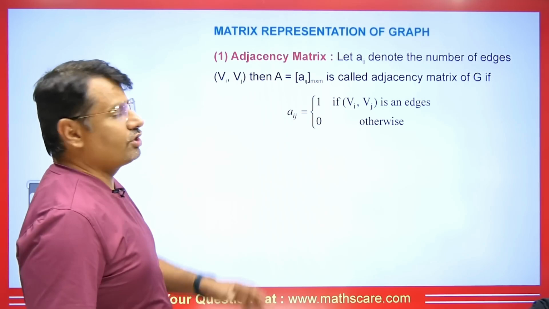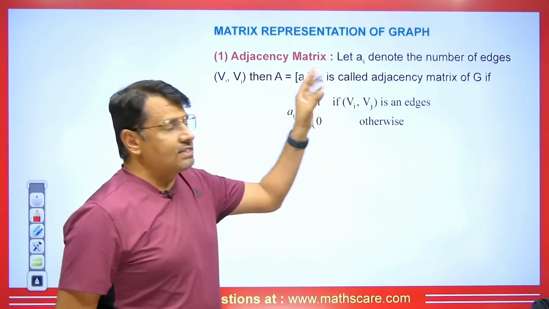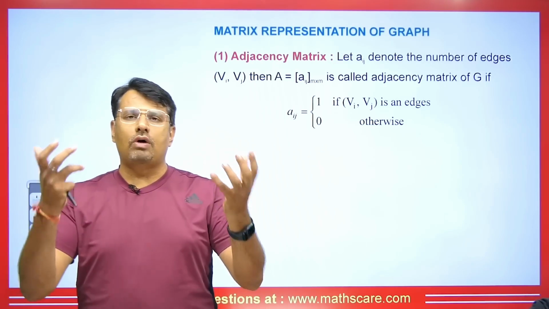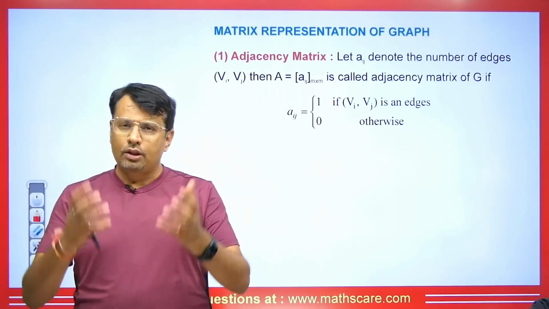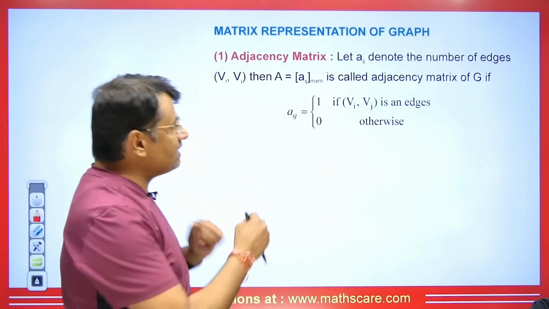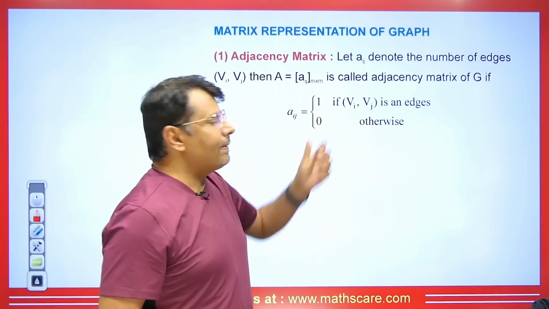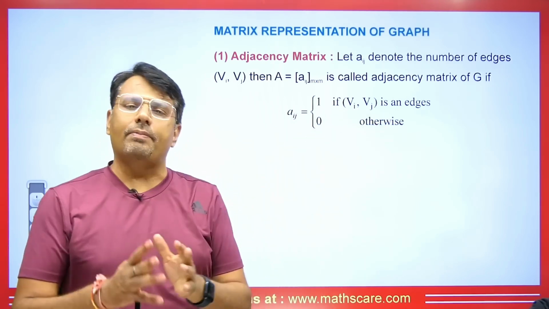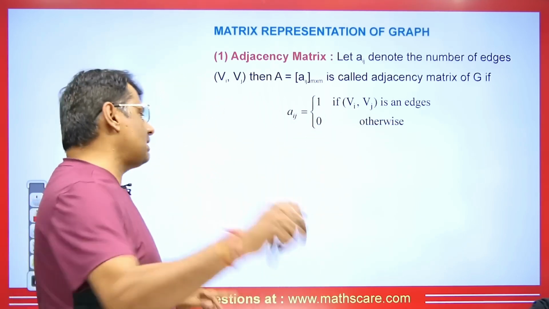What is matrix representation of graph? We will talk about adjacency matrix and the definition of adjacency. Adjacency is like if we have two vertices connected by an edge, then those vertices are called adjacent. Okay, students? And how do we represent its matrix? Any vertex that is connected by an edge, we will write 1 there. And if it's not connected there, we will write 0. Let me give you an example to explain it.